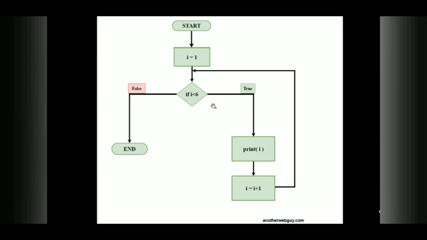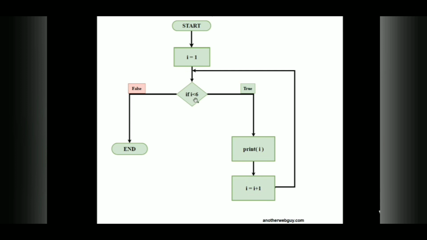Since the condition is true as 1 is less than 6, Python will follow this path and print the value of 1. Then it will increment i by 1. Previously i was 1, now it's 2, and it returns back to check whether 2 is less than 6 or not.